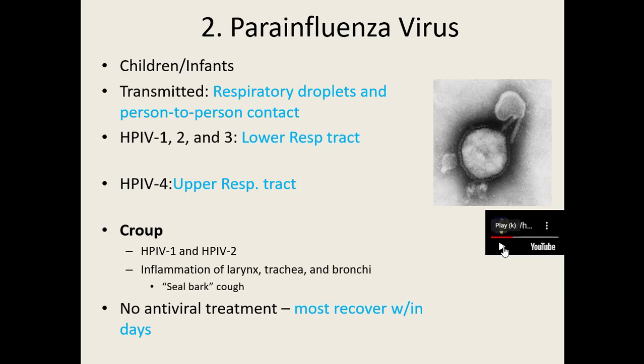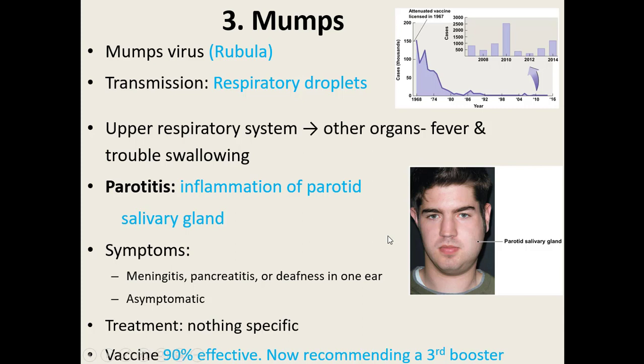Now, the third of the Paramyxoviridae family is the mumps virus, different from the rubella virus. It's also transmitted by respiratory secretions or droplets. It then enters the respiratory system and travels throughout the body to other organs. It can cause fever, it can cause trouble swallowing, but it does cause one unique symptom called parotitis, which is inflammation of the parotid salivary gland, and sometimes just on one side, as the picture shows.